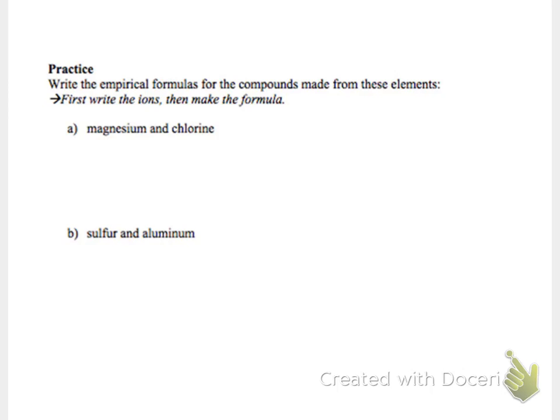So for practice, I've given you some atoms. You need to first, using the periodic table, figure out what ions they're going to make, and then put them together to make a formula. So magnesium and chlorine. Find Mg, magnesium on the periodic table, and find Cl, chlorine. Figure out the ions first and write them out. So magnesium is +2, chlorine is -1, which means I'm going to need 2 chlorines to balance, and the formula is going to be MgCl2.